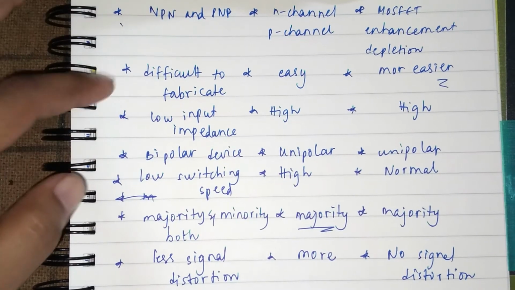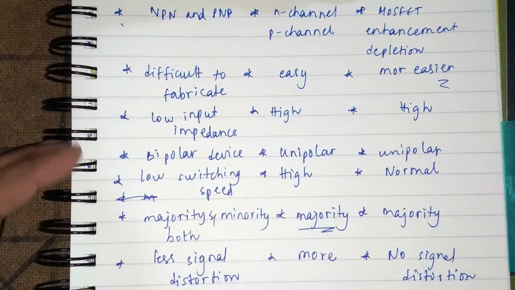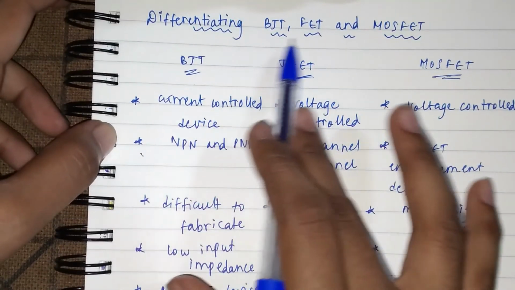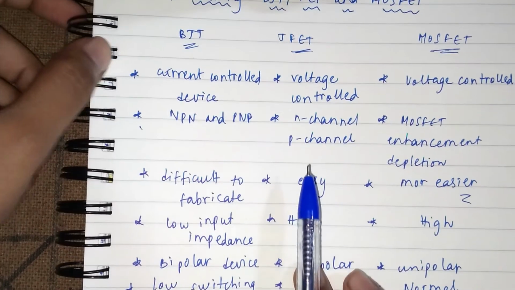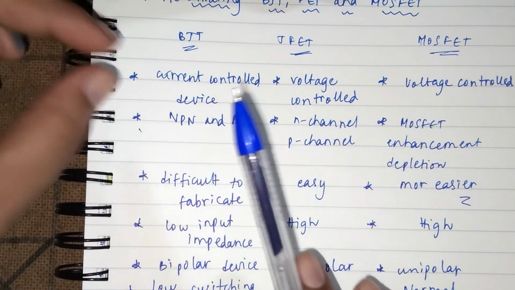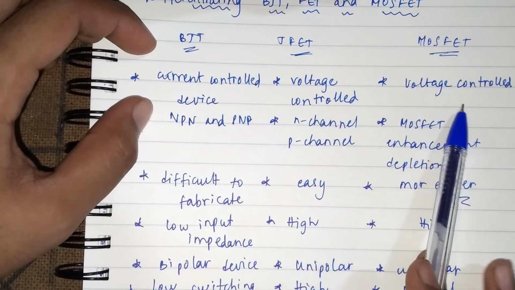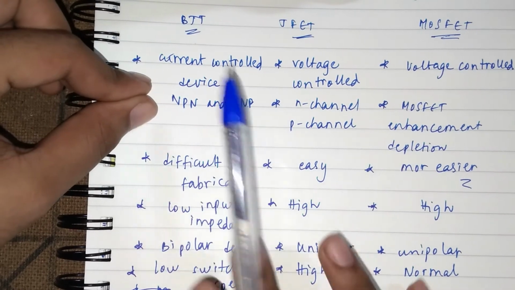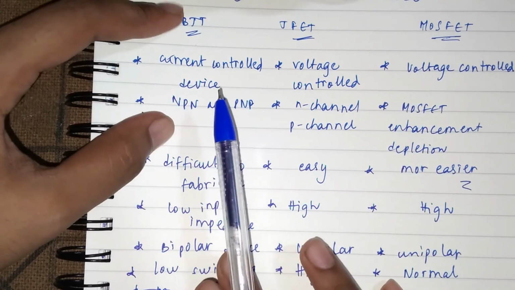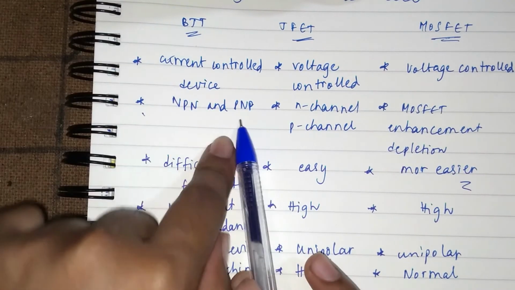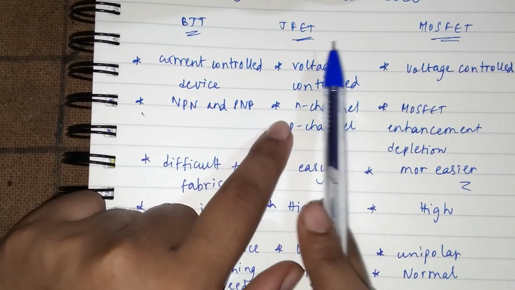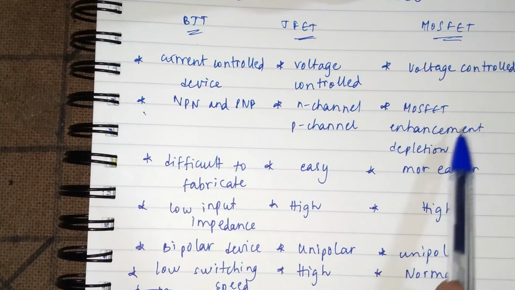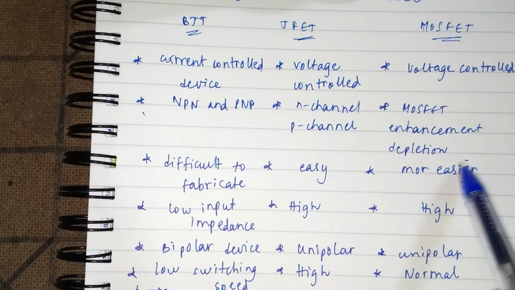We have eight points. That could be a detailed answer for any question asking about differentiating between BJT, FET and MOSFET. In the first point, we have stated that the BJT is a current controlled device and JFET and MOSFET are voltage controlled. In the second point, we have discussed the types: in the case of BJT, we have NPN and PNP, in the case of JFET, we have N-channel JFET and P-channel JFET. When coming to MOSFET, we have enhancement MOSFET and the depletion MOSFET.